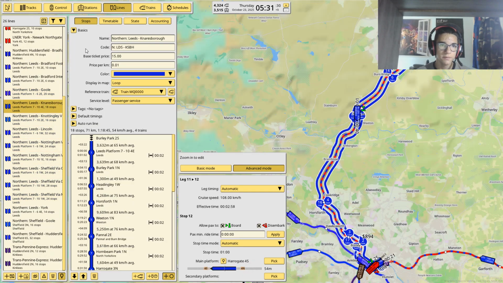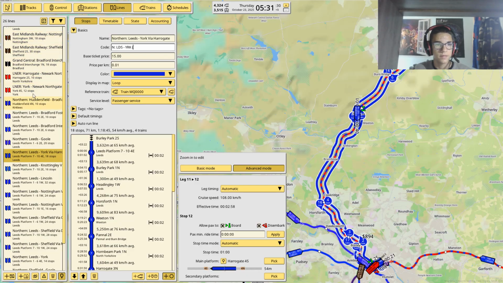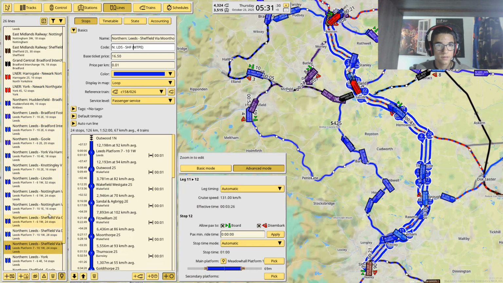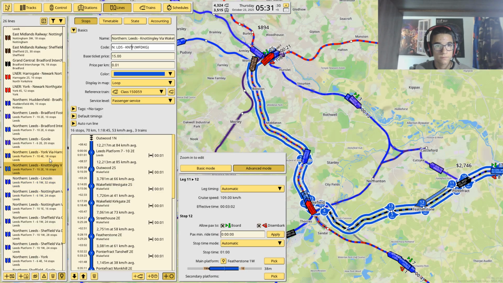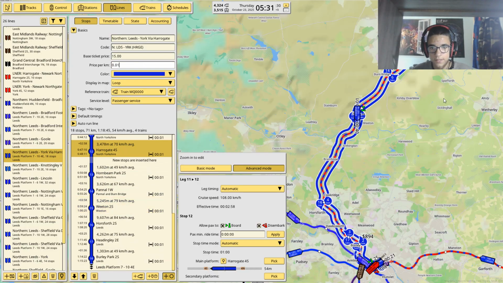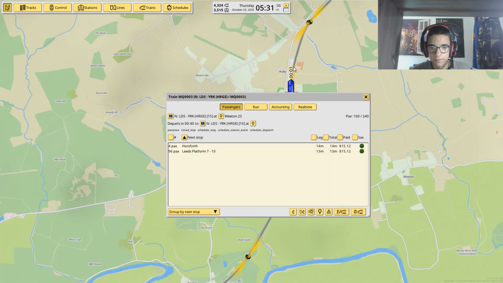So I need to just rename the line. So Leeds to York via Harrogate. That's basically what I should add. York via Harrogate, to York and then brackets. What's my Harrogate symbol? It is HRGE. Leeds to York via HRGE. Okay, I'm gonna keep it the same price, and let me actually check if stations are full though.